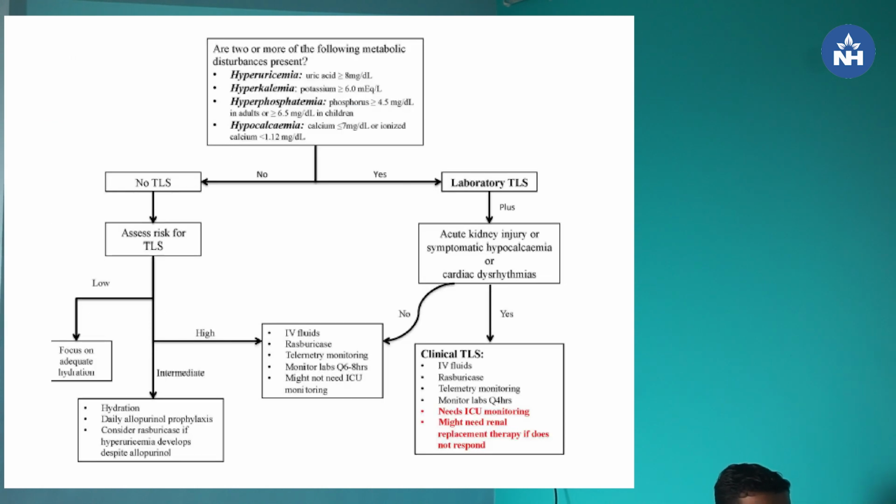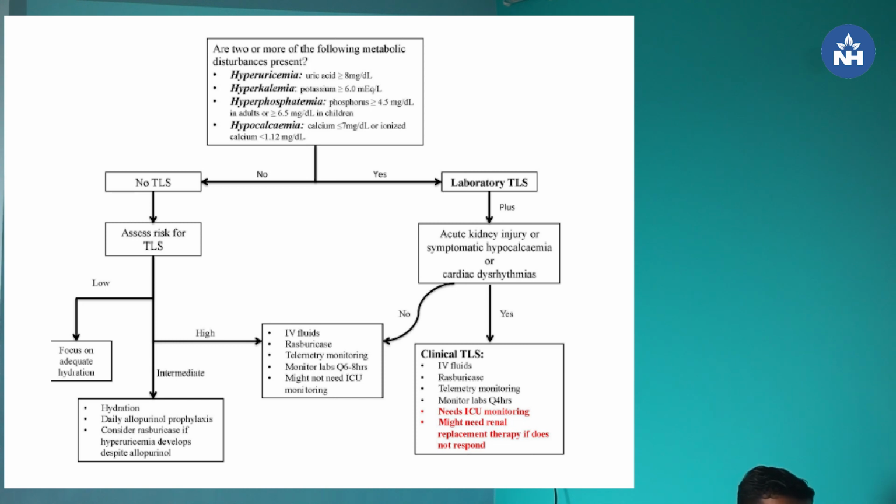This is a flowchart showing the management of the TLS. That is hyperuricemia, uric acid more than 8, hyperkalemia, hyperphosphatemia or hypocalcemia. If two of these criteria are not met, then there is no TLS. We assess the risk for TLS. If it is low risk, then we focus on adequate hydration.